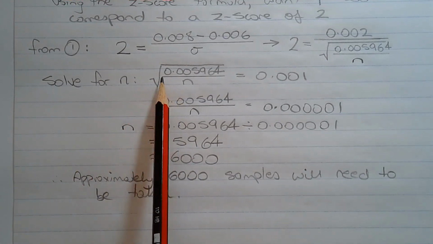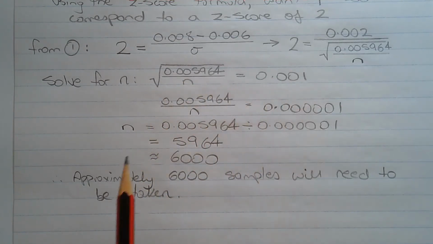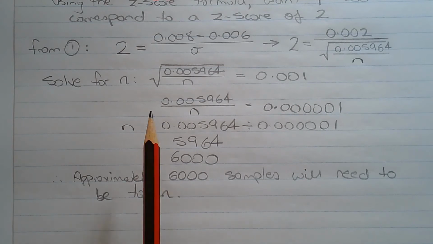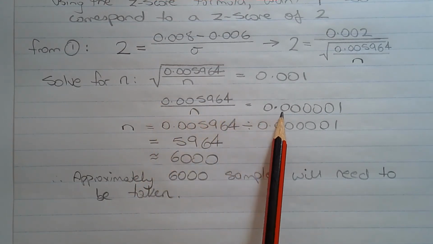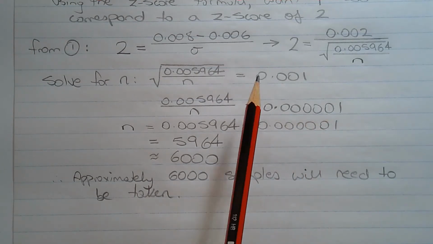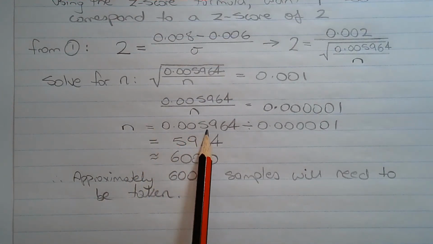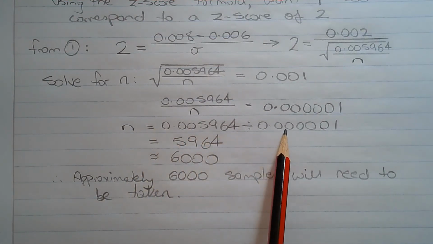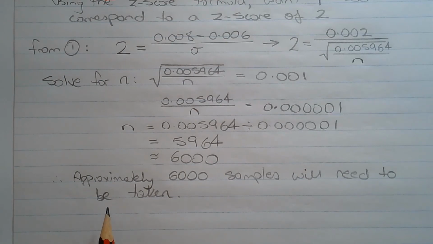So the square root of 0.005964 over n is equal to 0.001. So 0.005964 over n is equal to 0.000001. So that's squaring both sides. And making n the subject of the formula, we get 0.005964 divided by 0.000001, which equals 5,964, which is approximately 6,000. So approximately 6,000 samples will need to be taken.